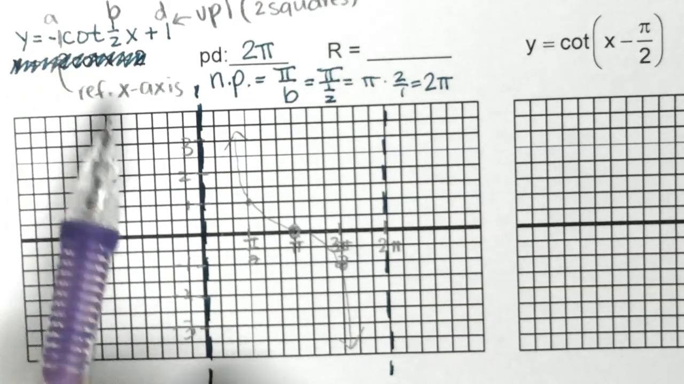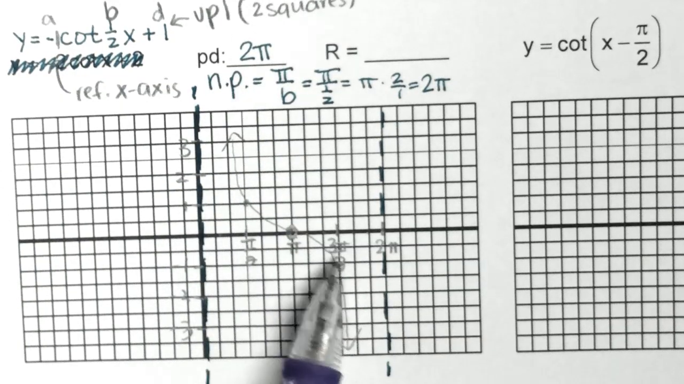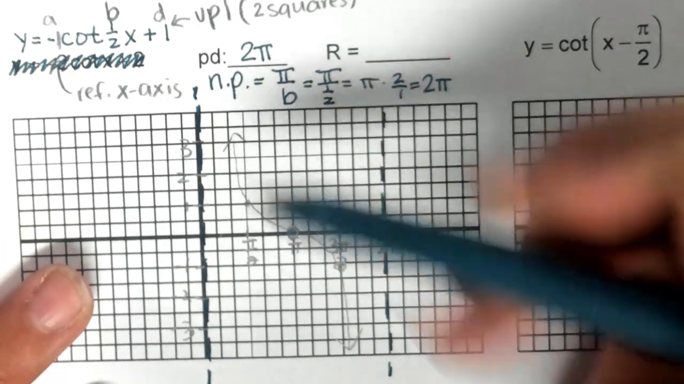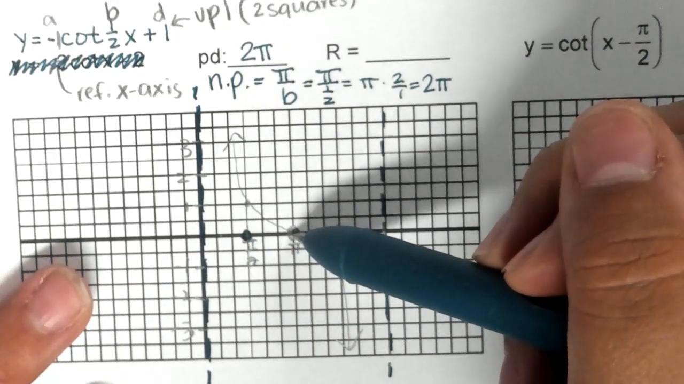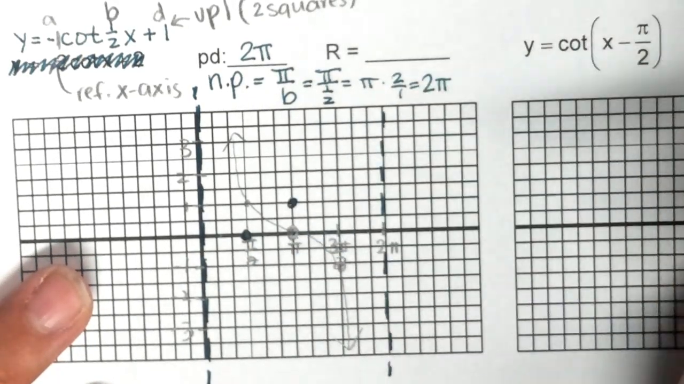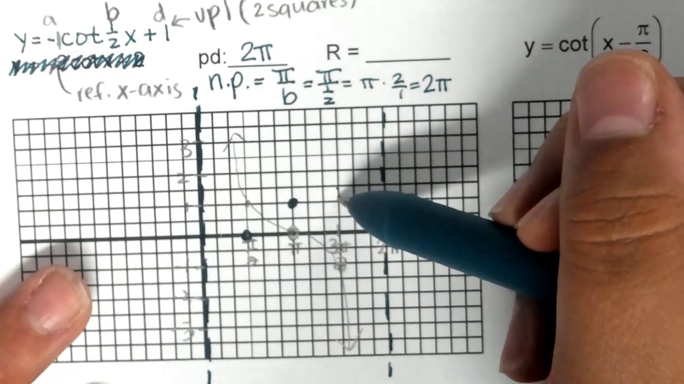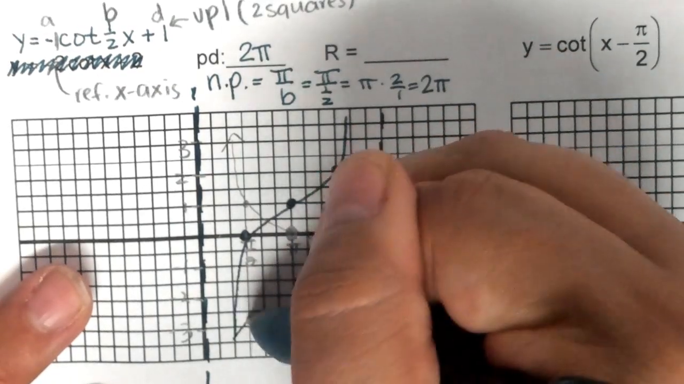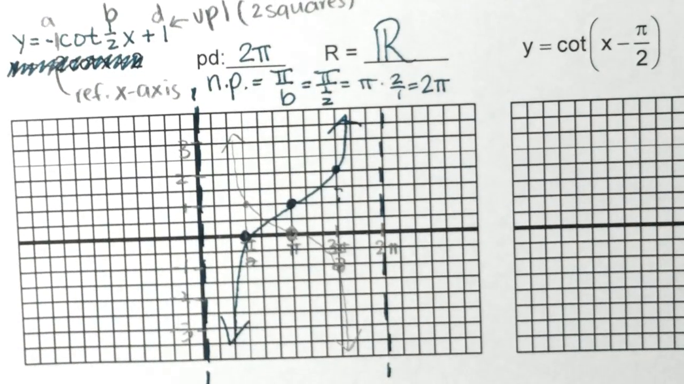But I also have to reflect over the x-axis and go up 2 squares. So now I'm going to take these 3 points, reflect them over the x-axis, and then go up 2 squares. Reflect this over the x-axis, that doesn't move, go up 2 squares. Reflect this over the x-axis, so it's at -1, go to 1, and then go up 2 squares. And my range is all real numbers. So that actually now looks like a tangent function because we reflected.